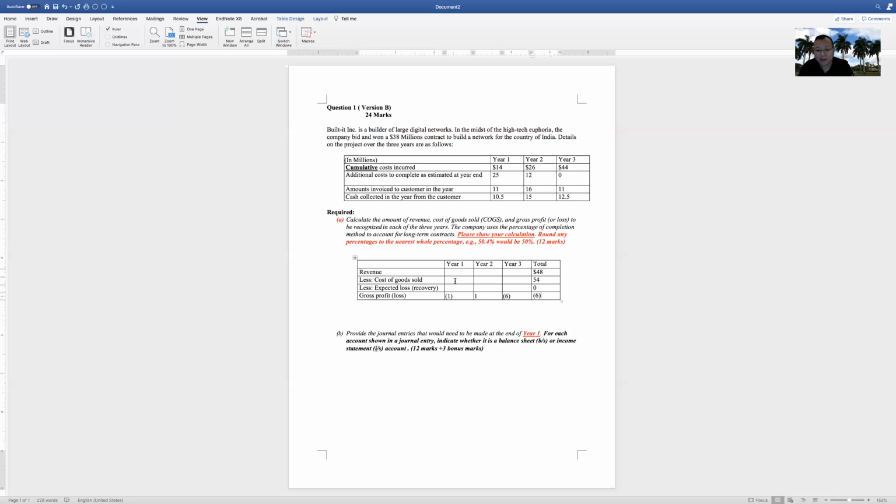And then the cost of goods sold. Well, that's easy, right? This is given. So the first year is 14. The second year is 26 minus 14, which is 12.